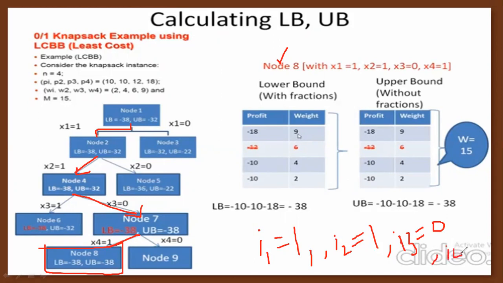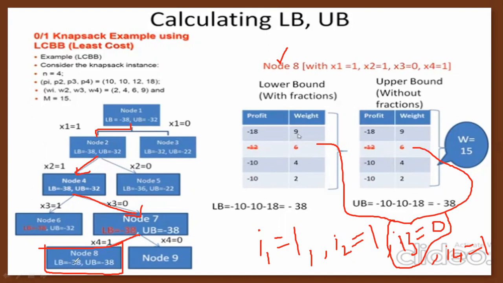Item 4 equal to 1, I4 equal to 1. So I have selected first item, selected second item, third item not selected, fourth item is to be selected. I3 equal to 0 means third item is not to be selected. Once third item is not to be selected, find sum of PIXI value, we will get the lower bound minus 38. Find sum of PIXI value, we will get the upper bound minus 38.